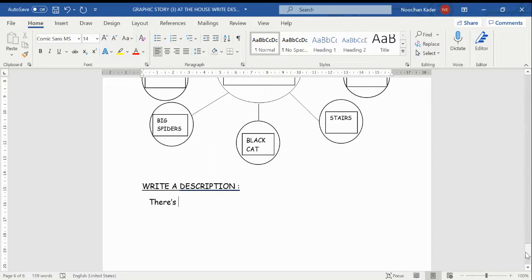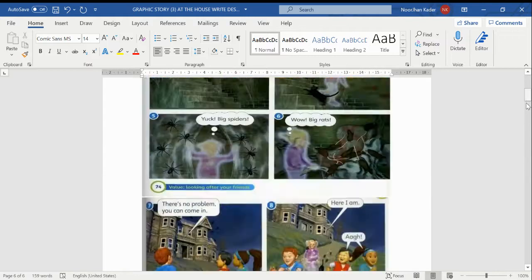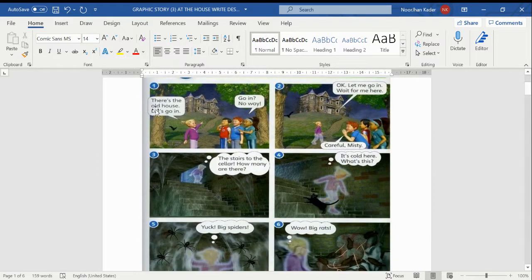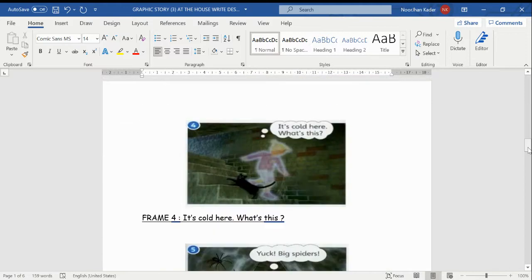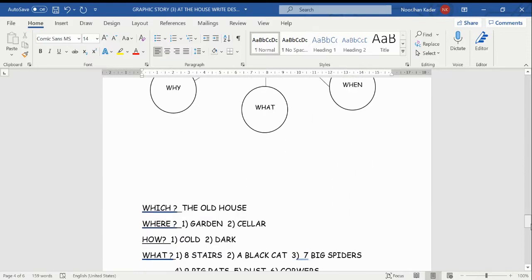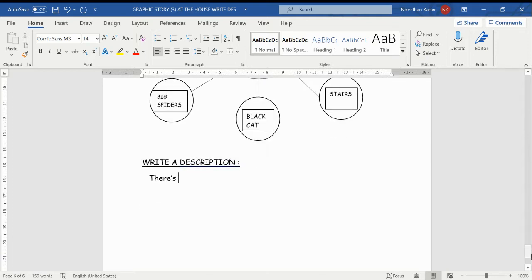Okay, because we can actually start from this, because you can see here in the graphic story, the story itself starts with there's the old house. So you can start the description with there's the old house, or there's an old house. But we are not talking about any old house, we are talking about the old house in the picture in frame one, in the graphic story. So we will just write there.